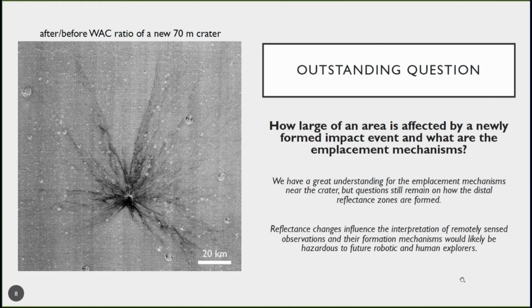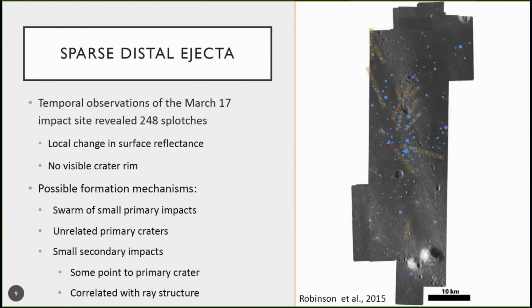To give you a sense of scale, hopefully your screen resolution is good enough, you'll see that white little dot right at the center there. That's actually the crater. The crater is 70 meters in diameter, and these distal rays going from it extend out over 100 kilometers. So some of these impacts are actually changing quite a large area. If we move on to the next slide.